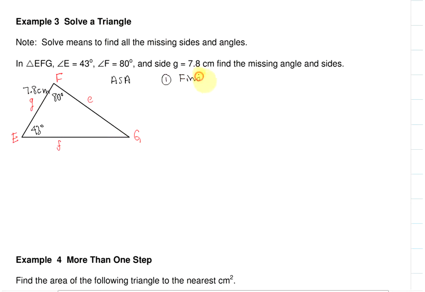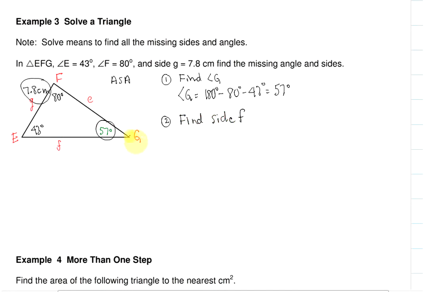So find angle G. You know that all your angles in a triangle add up to 180. So we're going to go 180 minus 80 minus 43. And we get that angle G is 57 degrees. So I'll put that on our diagram. And now see we have an opposite side and an opposite angle. So we can either find side F or side E, doesn't really matter. Okay, so I'm going to find side F.